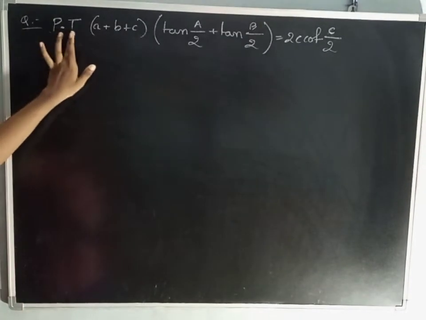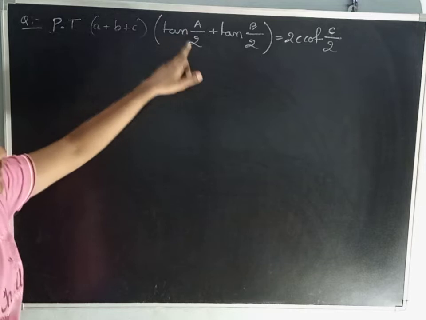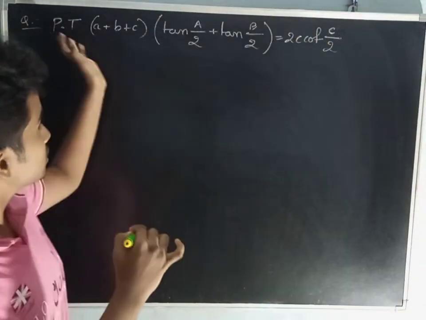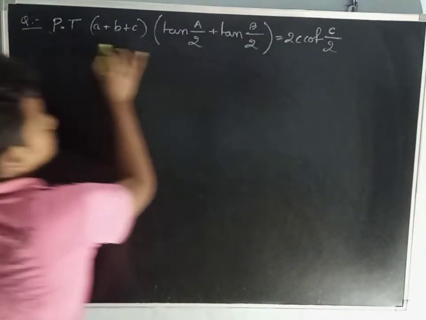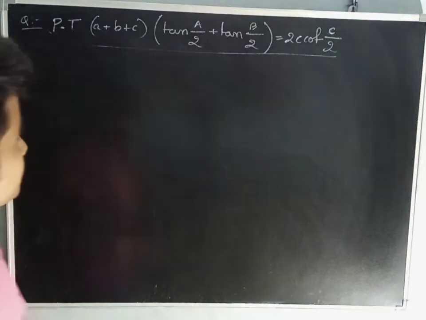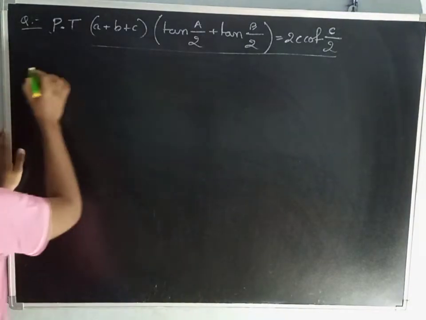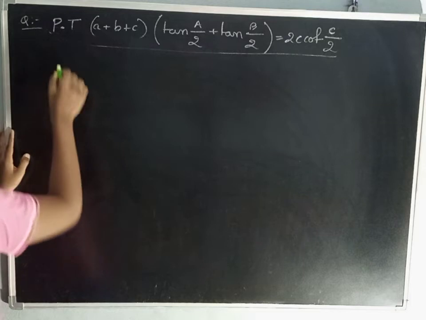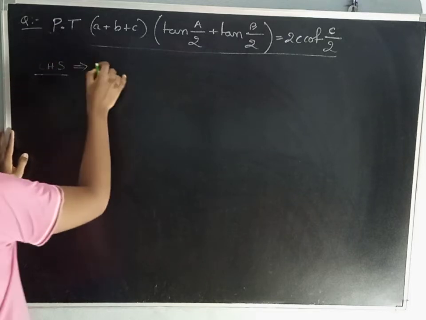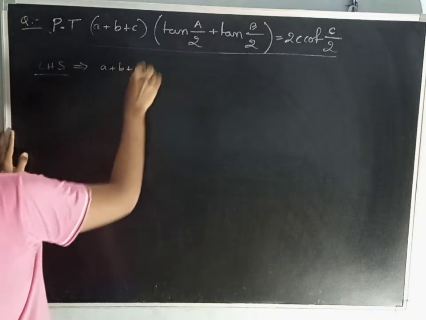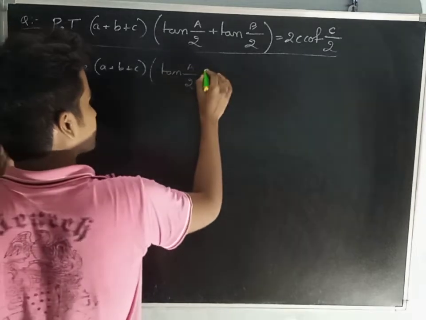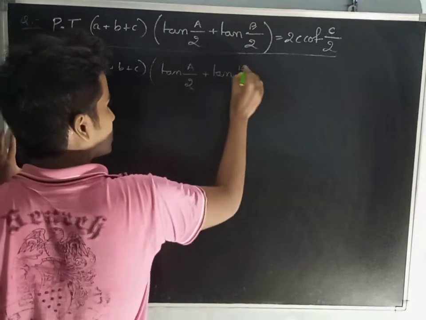Prove that (a + b + c) into (tan A/2 + tan B/2) is nothing but 2c cot C/2. We need to prove this one. For that, let me consider the LHS. It is given that (a + b + c) into (tan A/2 + tan B/2).